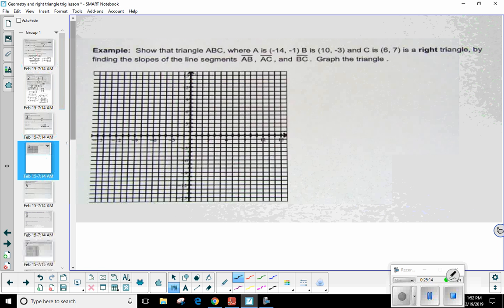Well, it should be pretty obvious if we go ahead and graph it. Let's see here. Okay, 1, 2, 3, 4, 5, 6. So (-14, -1). So let's say A is right here. Then we have (10, -3). So there's B. And then C is (6, 7). Okay, there we go. Let me go ahead and connect these.